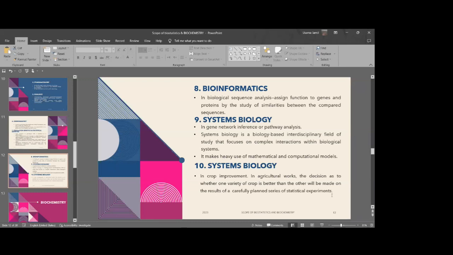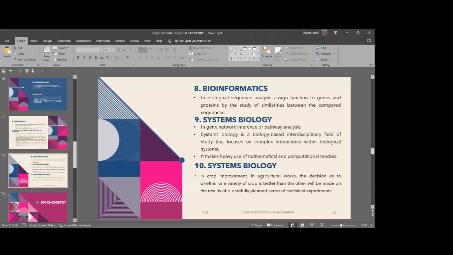So with better seeds, we estimate the production of a specific crop, to see if the previous seed was better, or the new one is better, or the modified one is better, or the classical one was better. So the statistical part also comes in under biostats.